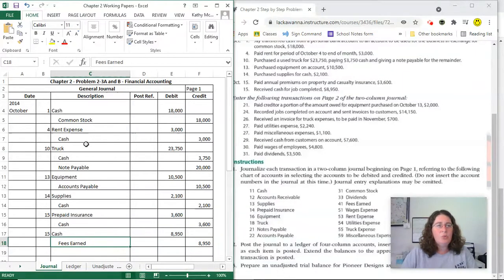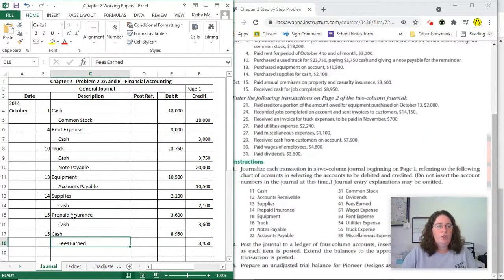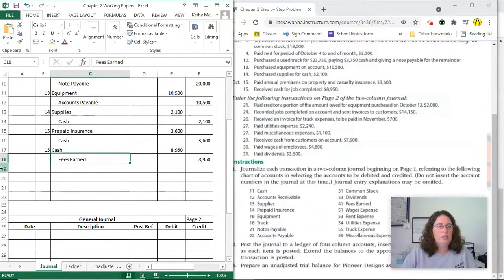Okay, and that is page 1 of our journal. Let me just go through and make sure I got them all. It looks like I did. So page 1 of our journal. Okay, looks like I have a couple too many lines here.